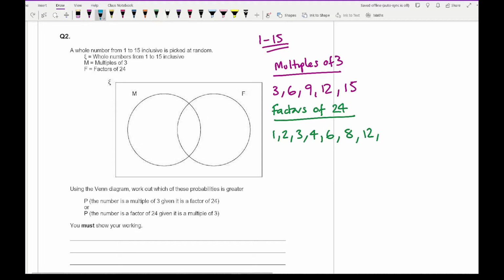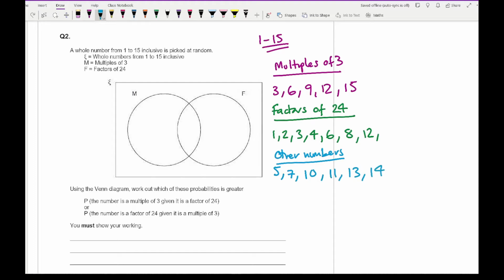So then the other numbers that have not been used are going to be 5, 7, 10, 11, 13, 14.